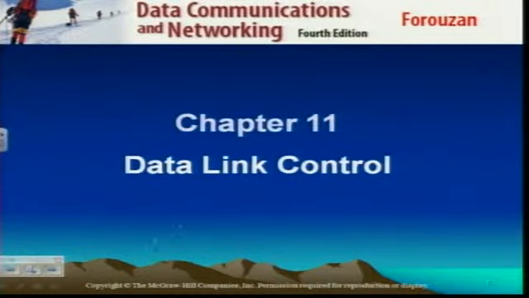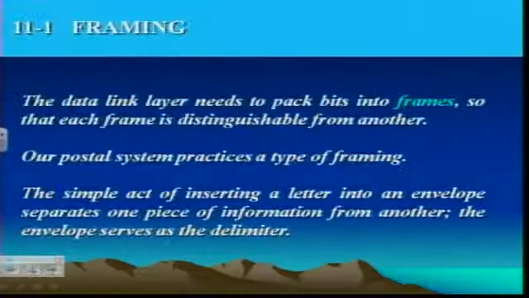Okay, so we'll go through the data link control issue here. What happens here is that the data link layer is responsible for making sure that the bits that are going to go through the physical link, those zeros and ones, are all packed into frames. The way you pack them makes it possible for us to distinguish one frame from another.